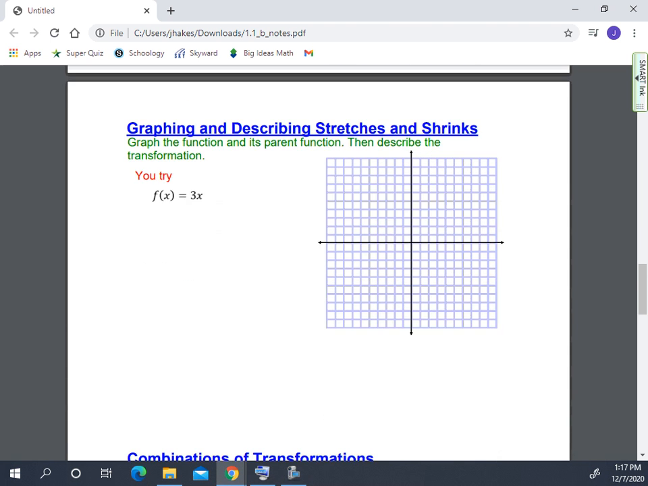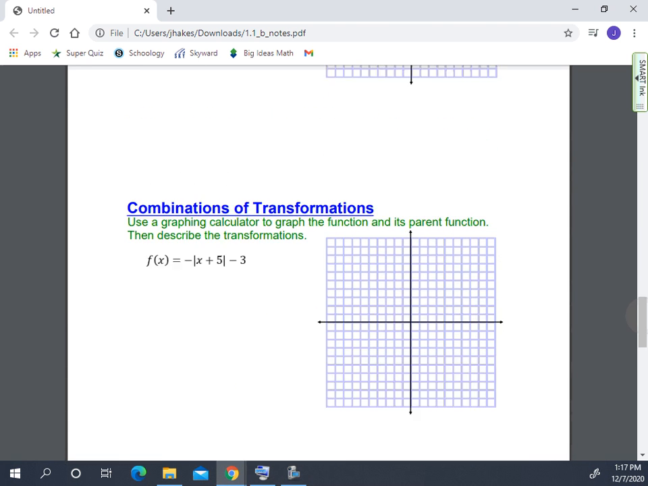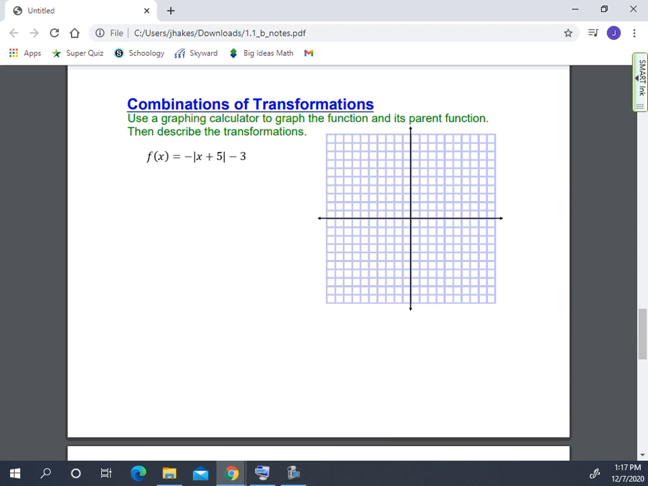This next one, I want you guys to try it. Okay? So pause the video and then come back when you're done. I'm going to work on this one. This next one, I'm not going to graph it. I'm going to tell you the parent function, and then I'm going to tell you how it transforms. So our parent function is f(x) equals the absolute value of x.